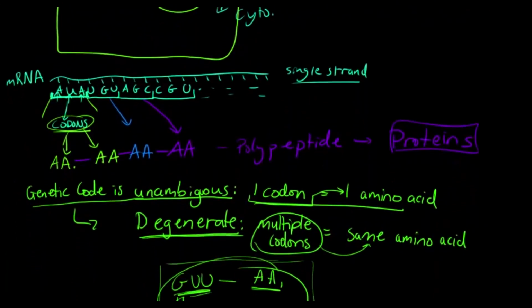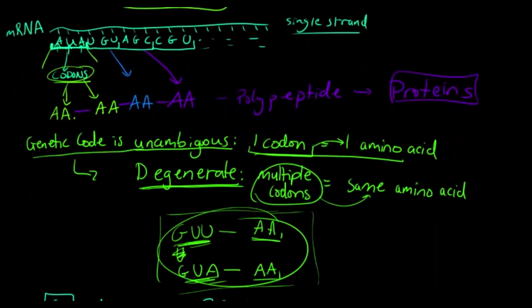An mRNA molecule contains codons, and the codons are groups of 3 bases that are read by the ribosome and translated into different amino acids. The genetic code is unambiguous, meaning that one codon can code only for one amino acid, but there are multiple codons that do code for the same amino acid.